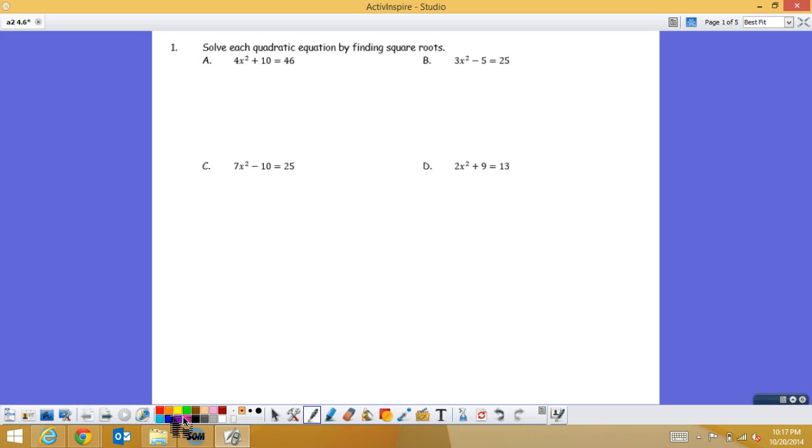So, for example, in example A, we're going to look at just getting the x squared by itself first. So in order to do that, we're going to subtract 10 from both sides first. So we're left with 4x squared is equal to 36. When we subtract 10, then we're going to divide by 4. So then x squared is equal to 9. And when we take the square root of both sides, there are two numbers that you square to get 9. One of them is positive 3, the other one negative 3. And those are the two solutions to this equation.